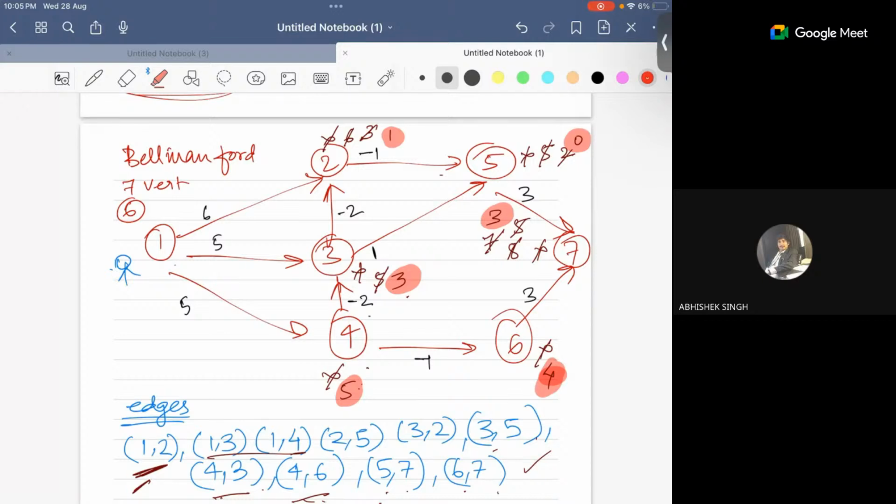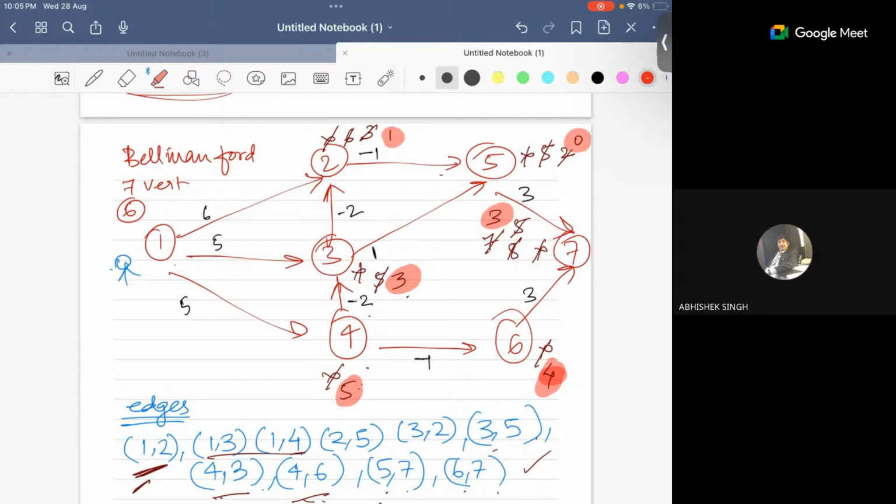After third iteration, there is no change. So if there is no change after third iteration, then after sixth iteration also there will not be any change. So you can just stop at the iteration after which there is no updation in the value. You can just hold it there. I guess this is done.